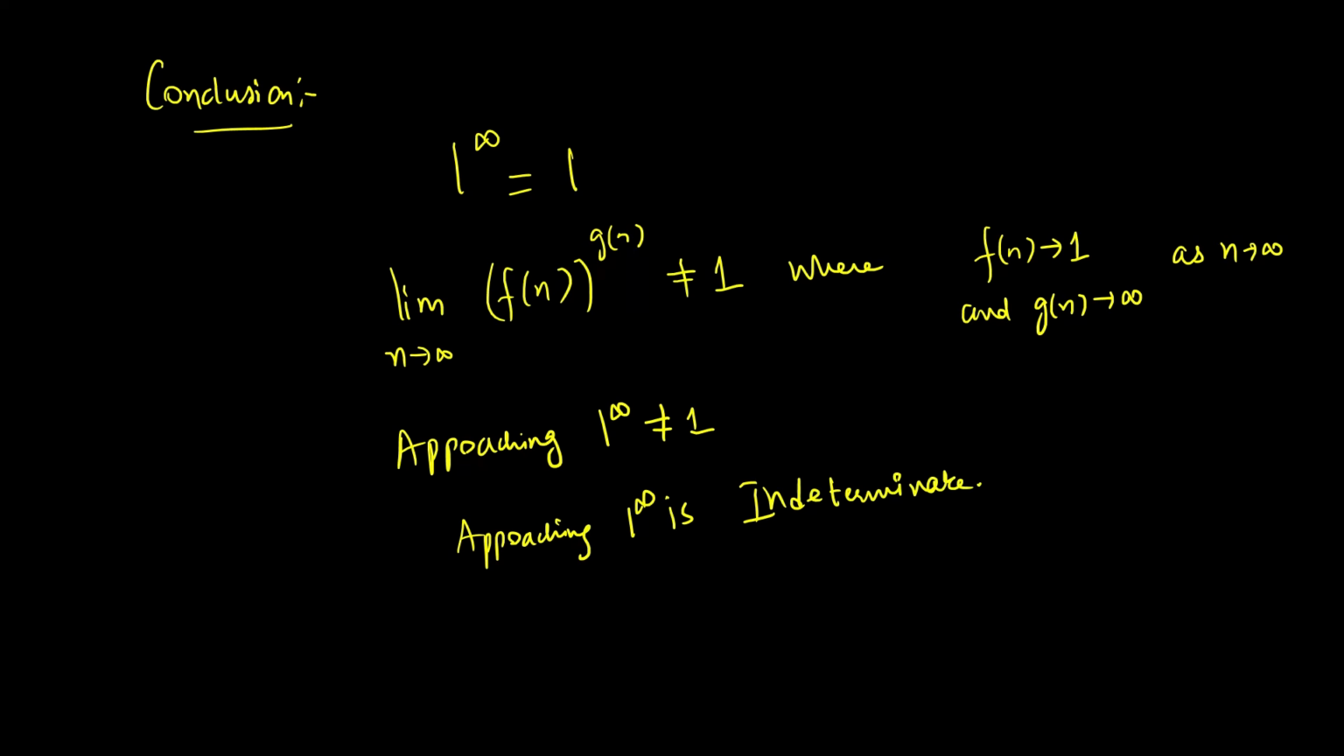Because we saw through two examples, its value was not fixed. Sometimes it was e, sometimes it was 1 over e, and you will find plenty more examples where the values are different. In some cases, it can actually be equal to 1. In some cases, it could be 0. So depending on the function, the value is going to change. That means you cannot decide a fixed value for that. That's the reason we call it indeterminate.